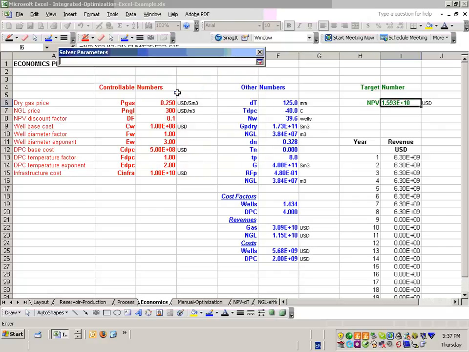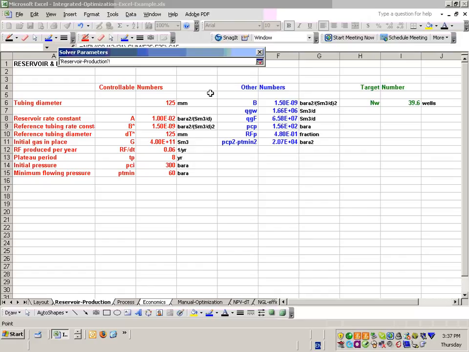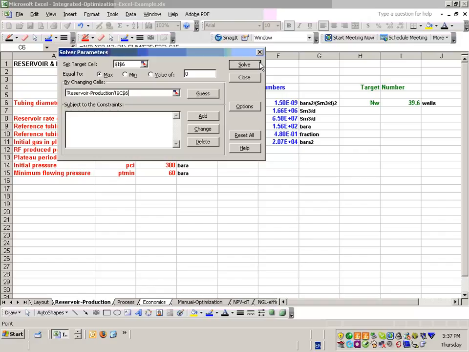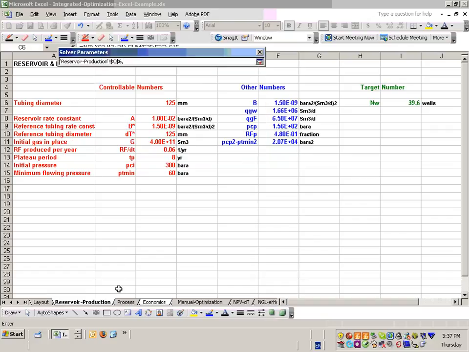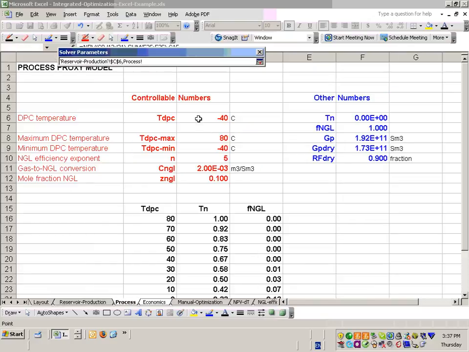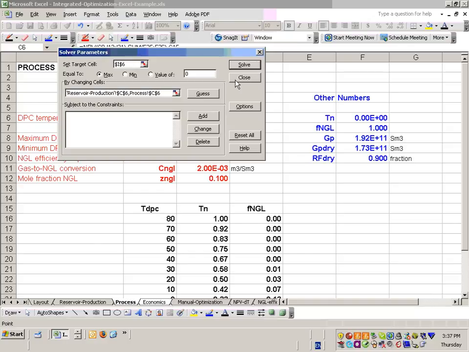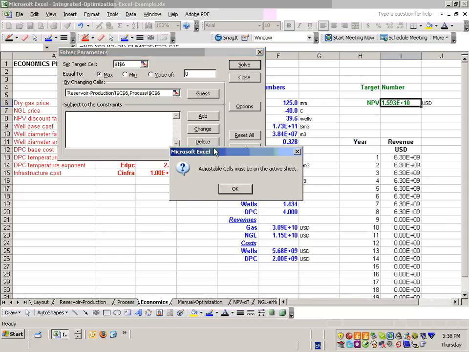And the cell I want to change is over here, and comma, the number here. Okay. And the constraints we'll wait with. We'll solve it. Oh no.